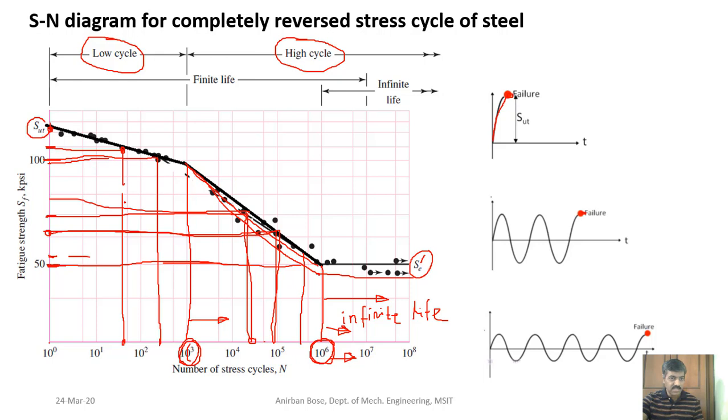You see, stress values are less, but the number of cycles is more. Since they are acting at low stress values, the deformation that is taking place within the material is elastic in nature, because the stress levels are lower than the yield stress. Whereas here the stress levels are higher, that is why both elastic and plastic deformations are involved in low cycle fatigue.